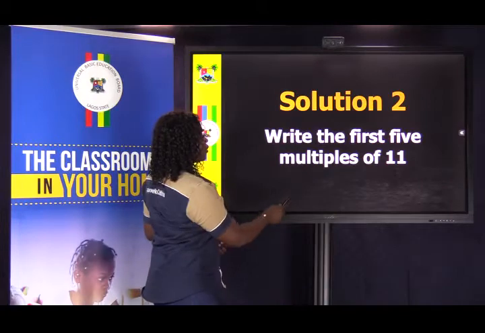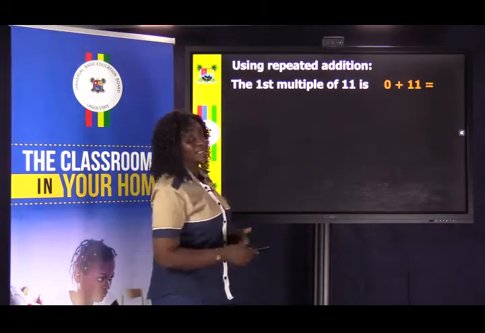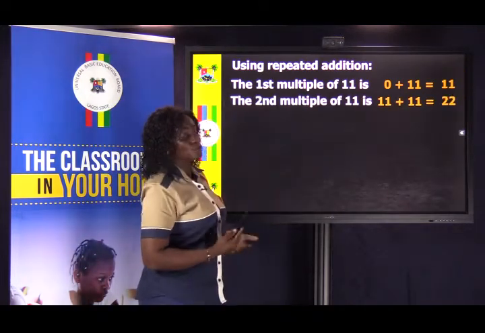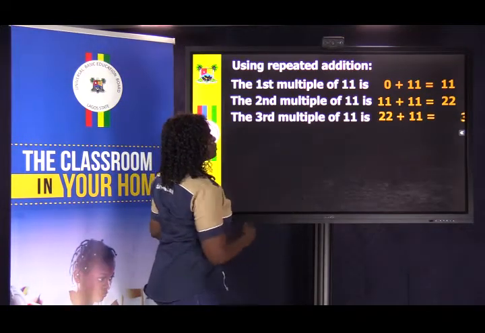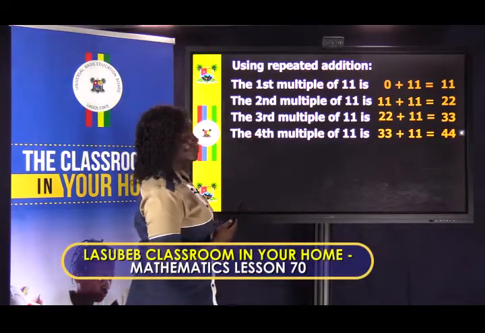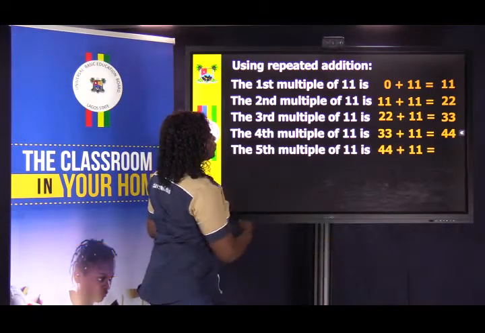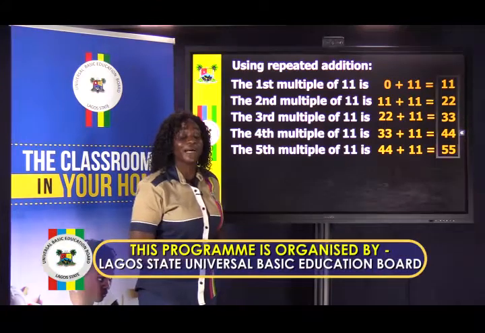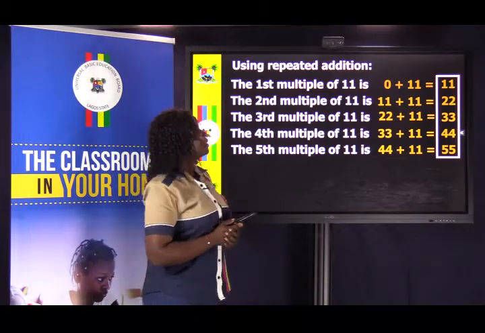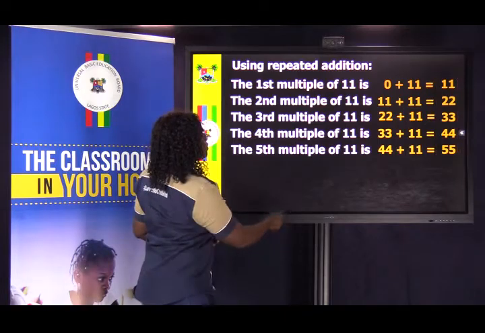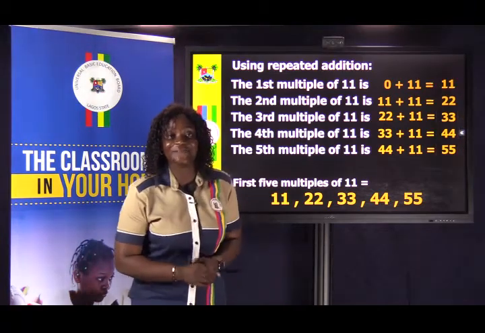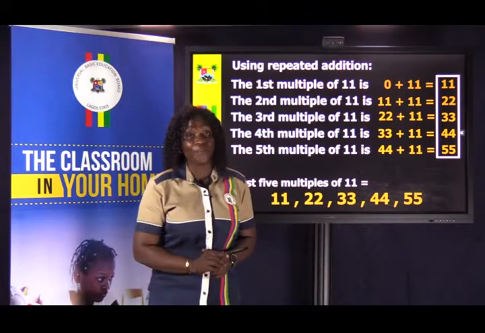Write the first 5 multiples of 11. Yes, we can say 0 plus 11, that is 1 times 11, 11. 11 plus 11, 22, that is 11 times 2, 22. 22 plus 11, 33, that is 11 times 3, 33. 33 plus 11, 44, that is 11 times 4, 44. 44 plus 11, 55, that is 11 times 5, 55. And the result of adding 11 repeatedly to itself is what we call the multiple. So the multiples of 11 are 11, 22, 33, 44, and 55. Did you get the 2 evaluation sums correctly?